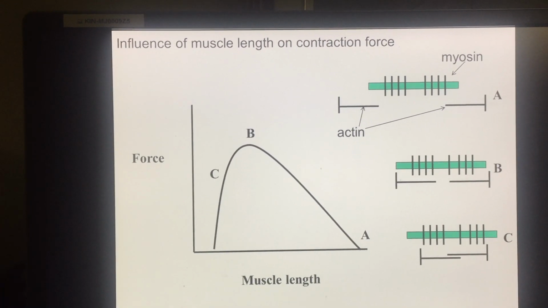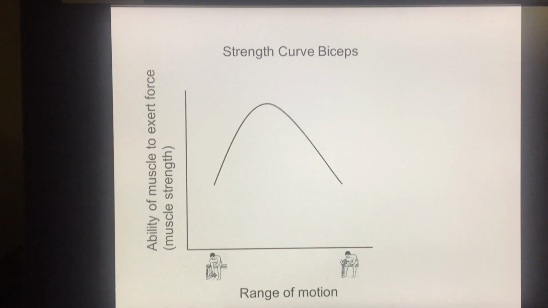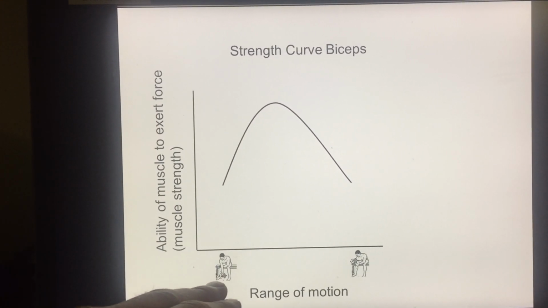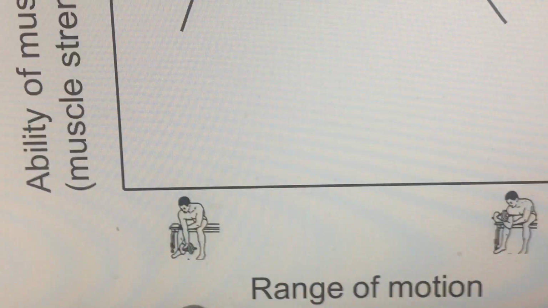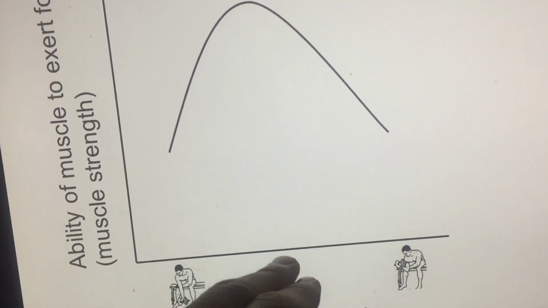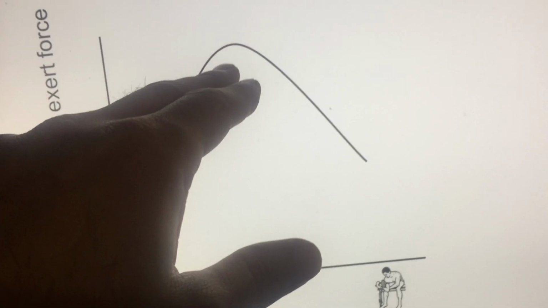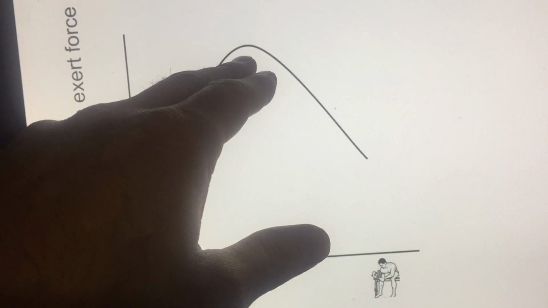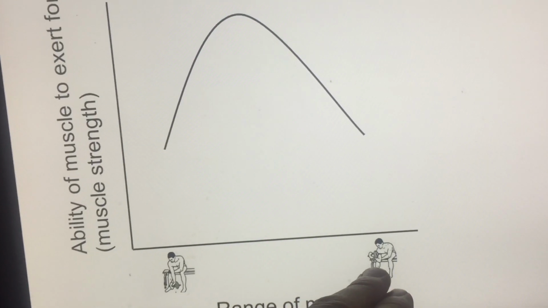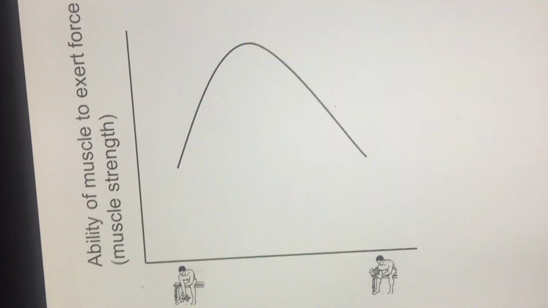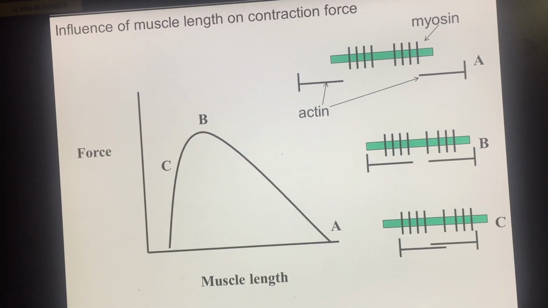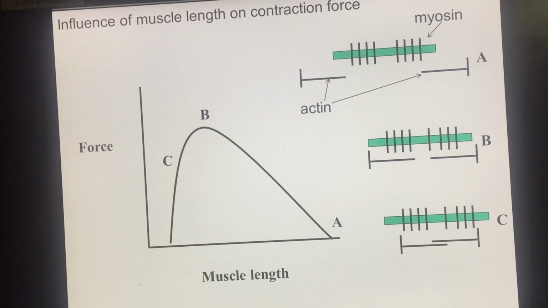A good example is something like a biceps curl, and that's what I have here. You're relatively weak at the start of your range of motion, so at the bottom of the biceps curl, and then about halfway through you're at your maximal strength, so your muscle is actually stronger about halfway through. Then when you get to those short muscle lengths, you get weaker again. And the reason for that is, again, because of the way that actin and myosin overlap throughout your range of motion.